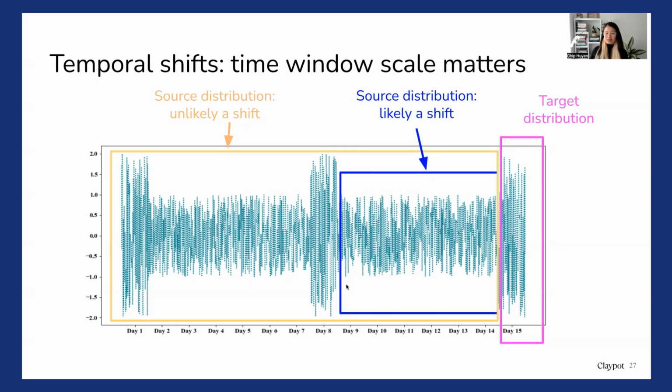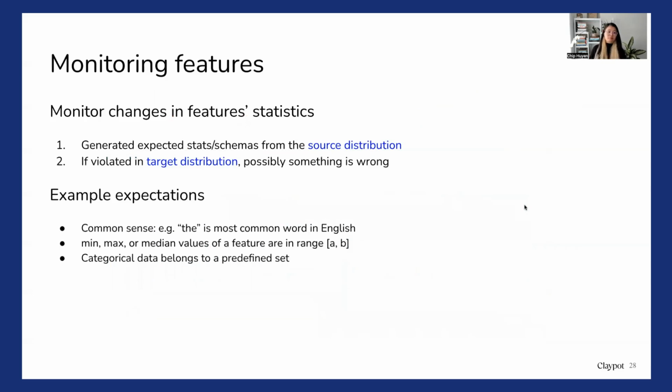If we use day 9 to day 14 as a source distribution, then we say that day 15 is very different from day 9 to day 14, so this is a shift. However, if you use day 1 to day 14 as a source distribution, then we may see that the spike on day 15 is actually expected and very periodical. So this is not a distribution shift.